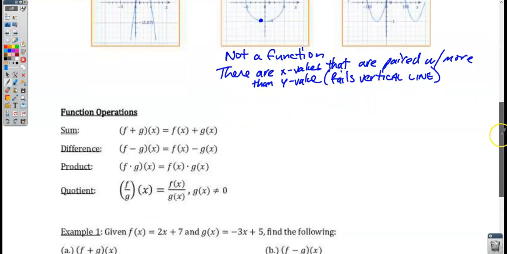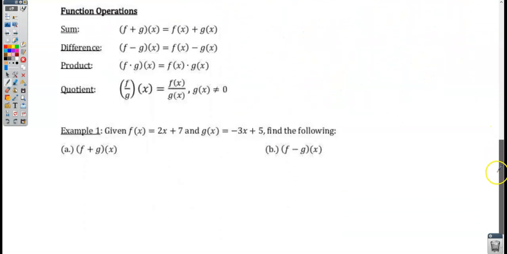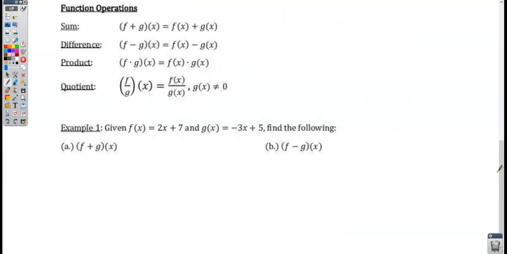We're going to go ahead and work through some examples now utilizing these operations. So let's start with example 1. Given that f of x equals 2x plus 7 and g of x equals negative 3x plus 5, we're going to find the following. Part A, f plus g of x. So from our rule, f plus g of x is equal to f of x plus g of x.